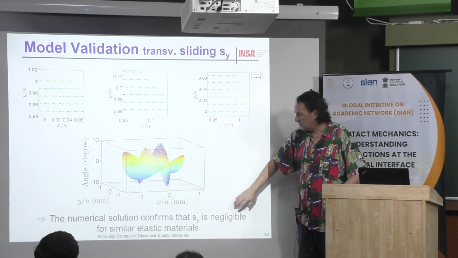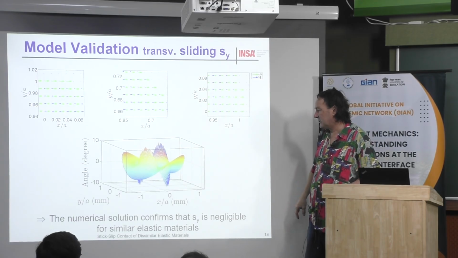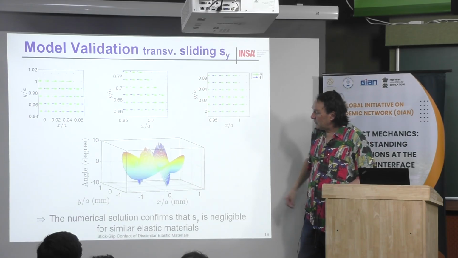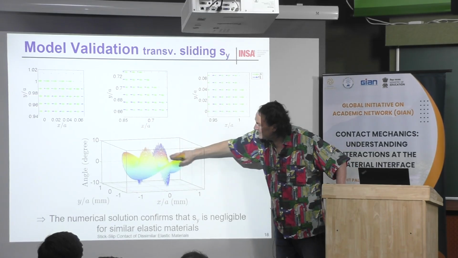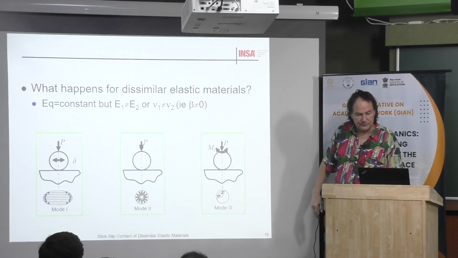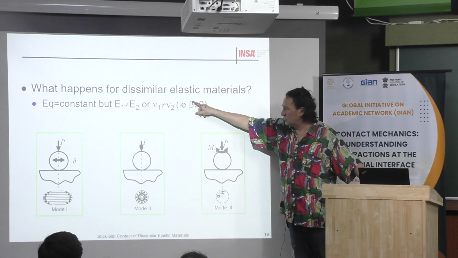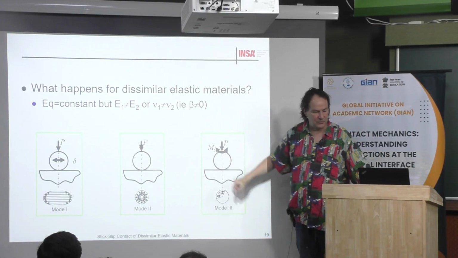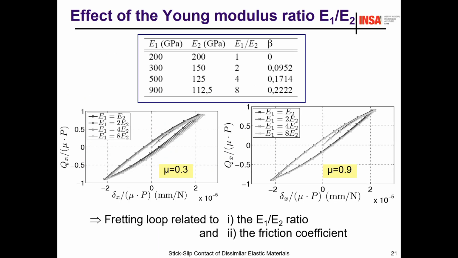This is for when you have the same materials. They are identical, with the same elastic properties. Now, if you have a look more closely at the values, you can see some angles that change slightly from point to point. Now, if we consider two materials that are very different, then you should have a Dundurs constant different from 0. Then for the first fretting mode, this is what we will have, depending on the friction coefficient.